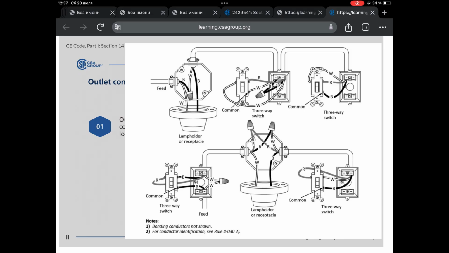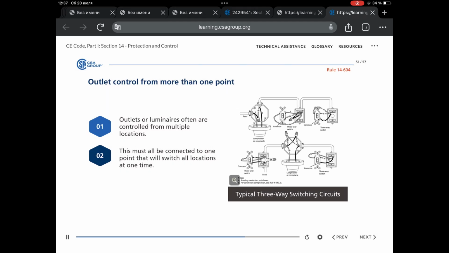Rule 14-604 requires that switches used to control outlets or luminaires from more than one point be connected so that all switching is done in the ungrounded circuit conductors only. This ensures that the outlet or luminaire does not contain an energized conductor when the switch is off, and that the identified conductor maintains its reference to ground.